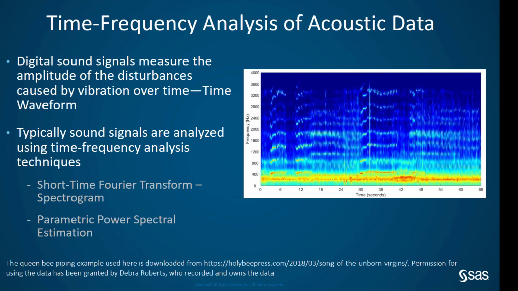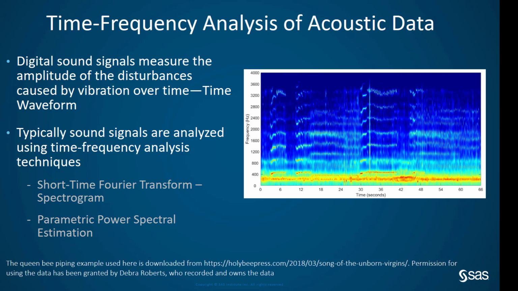So how do we analyze sound signals? Digital sound signals measure the amplitude of the disturbances caused by vibration over time. This is usually the waveform we see in the time domain. Sound signals are typically analyzed using time frequency analysis techniques. The most popular time frequency analysis tool is the short-time Fourier transform. From the magnitude of a signal's short-time Fourier transform, we can generate the spectrogram, which is a 2-dimensional time frequency heat map of the sound.